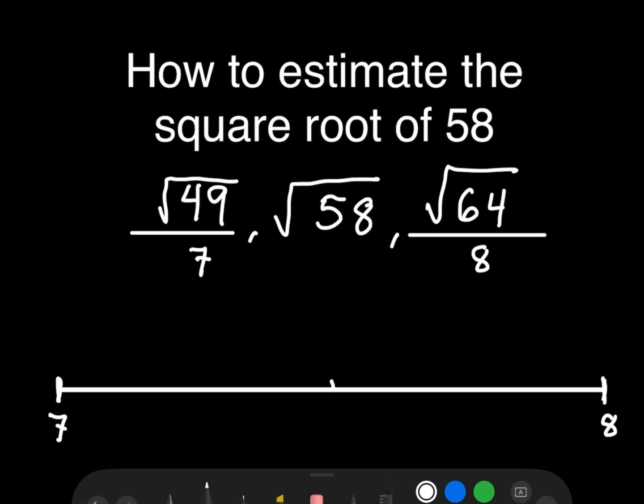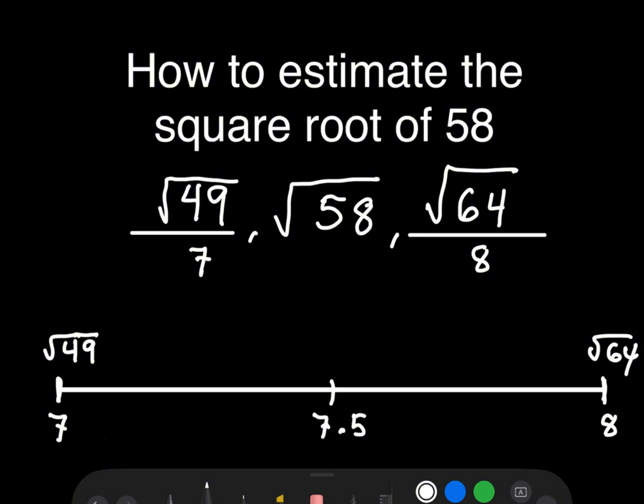Then get the middle between 7 and 8, which is 7.5. On top of 7, you can put the square root of 49, and on top of 8, you can put the square root of 64.